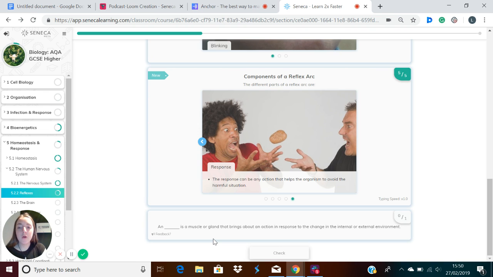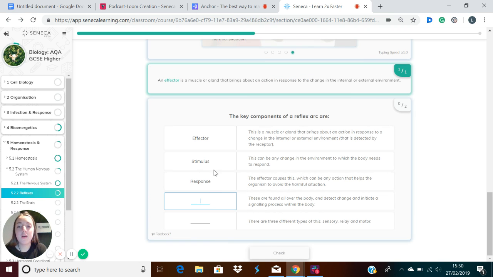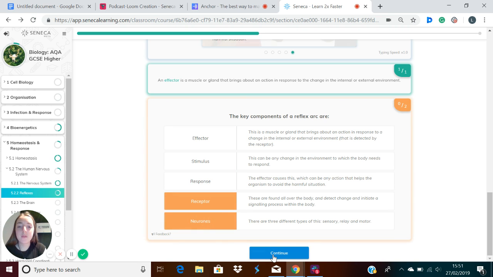So let's have a recap. What is the name of the muscle or gland that brings about an action in response to the change in the internal or external environment? That is an effector. So let's have a recap of the components of the reflex arc. So the first thing we have is a stimulus, which is any change in the environment to which the body needs to respond. We then have the neurons, which are found all over the body and detect changes and initiate a signaling process within the body. And there are three types of neuron: the sensory, the relay, and the motor neuron.